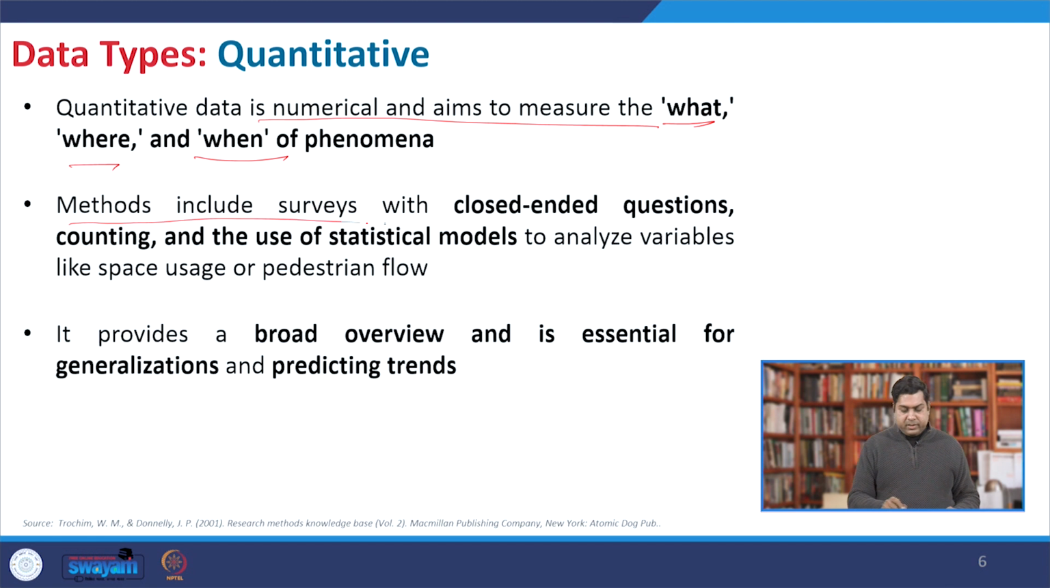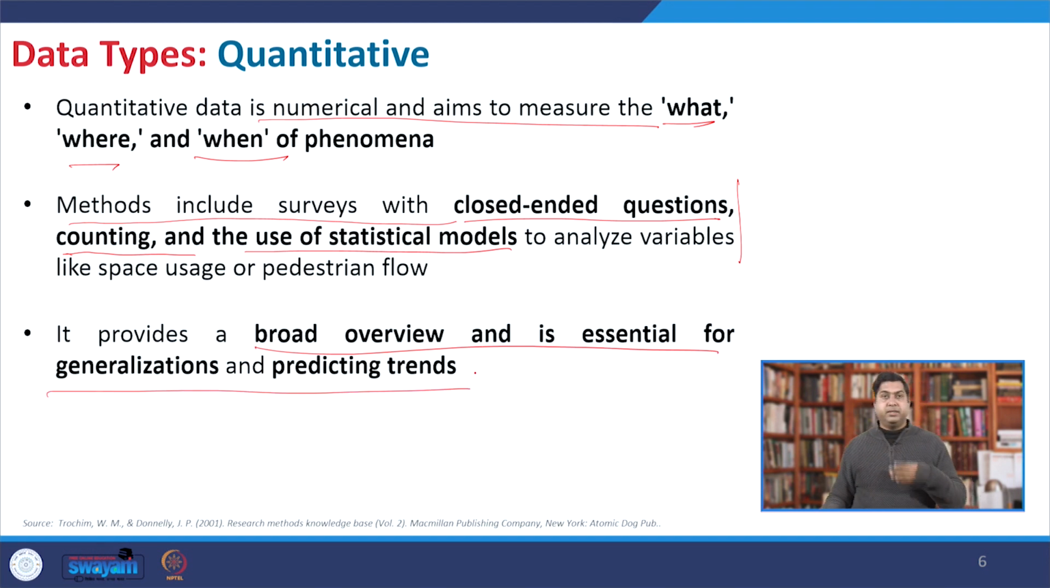In this case, the method may include the close-ended questionnaire, where you can give options and one has to answer, that we have discussed in the questionnaire design lecture. Then the counting, and then you can also use some kind of statistical model to analyze those data. It provides a broad overview, and it is essential for generalization and predicting the trend of those results.